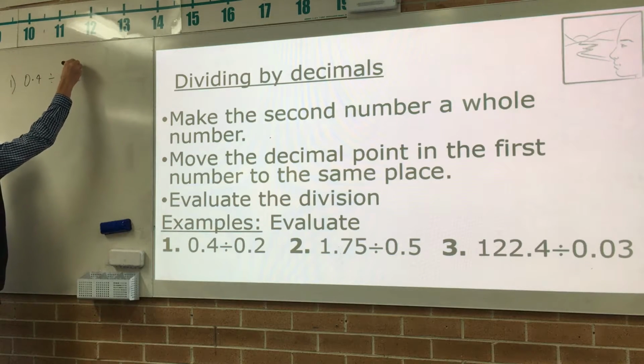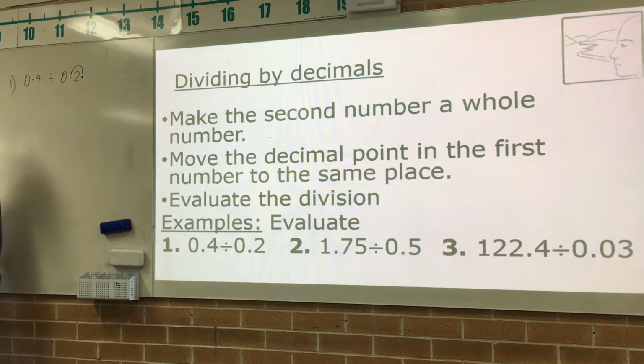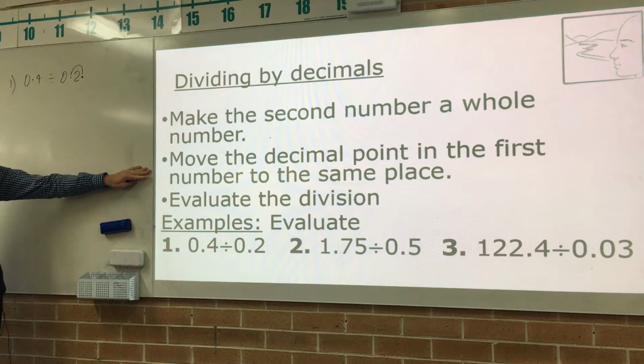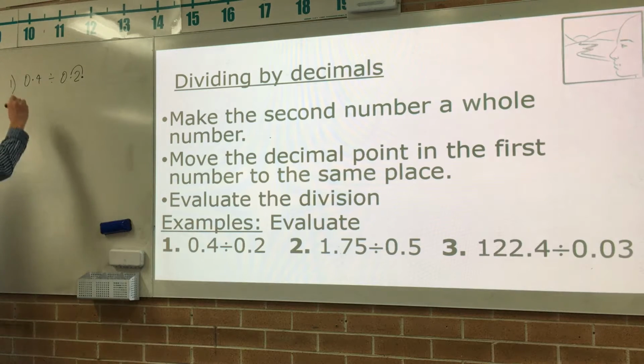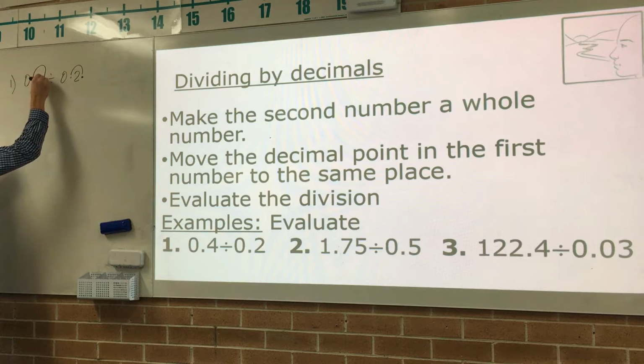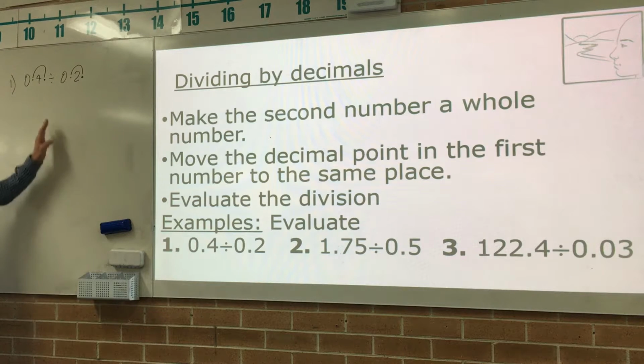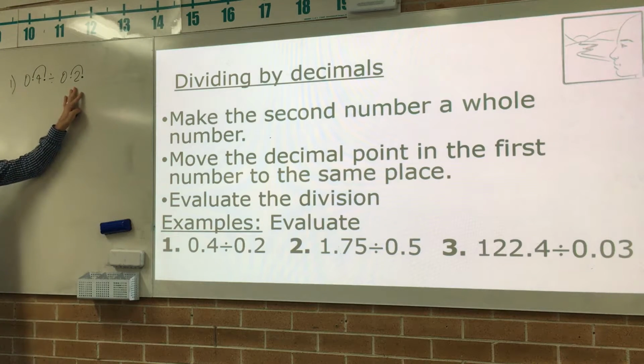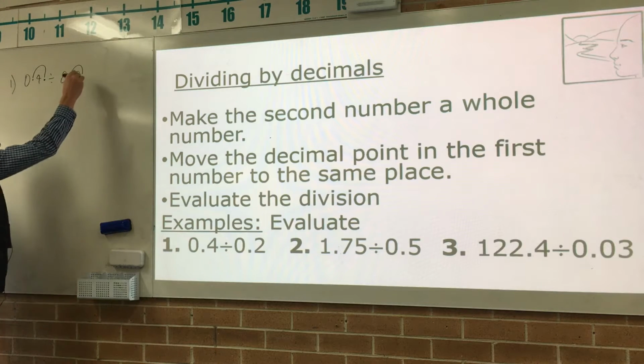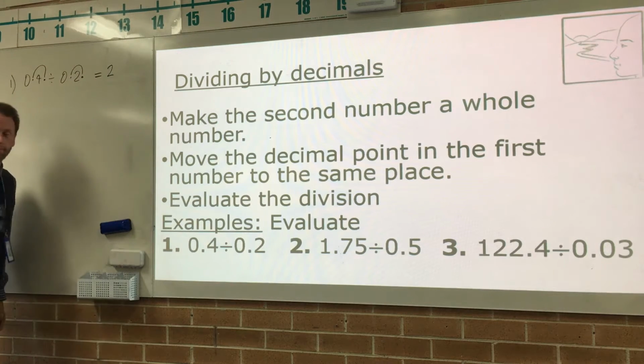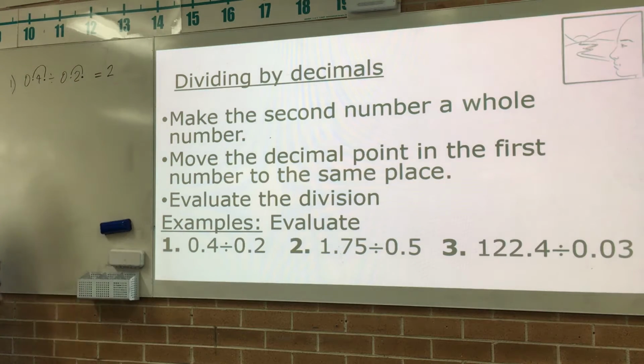Step 1, make the second number a whole number. Well, I can do that by moving the decimal point one place to the right. Step 2, move the decimal point in the first number to the same place. I move it one place to the right. I'm now doing 4 divided by 2. Do I need to do a long division to work out 4 divided by 2 or a short division? No. Surely we know now that the answer is 2. All right? But let's have a look at the next one. It's going to require a bit more work for us.